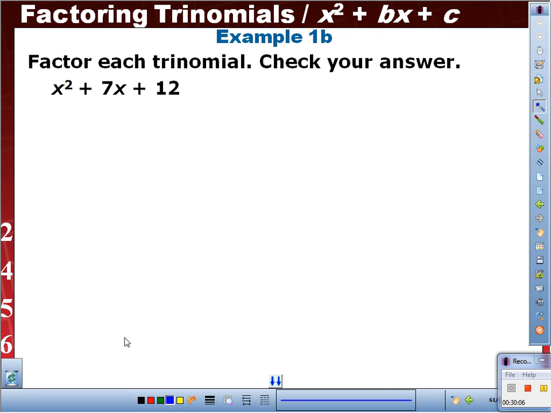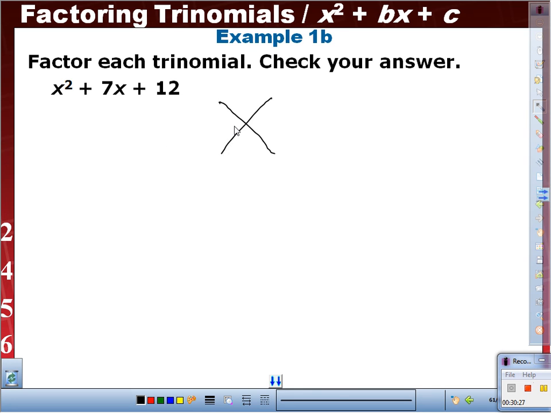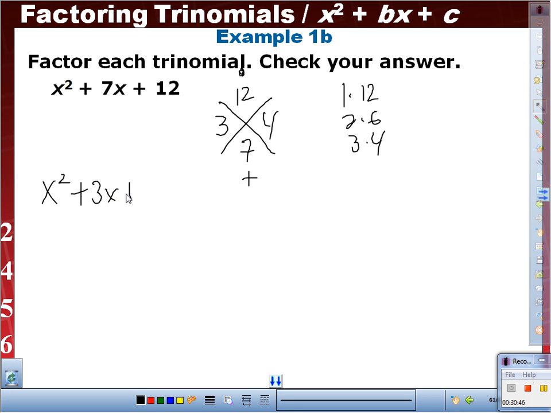Alright, here we go. Help me out, Leslie C. What is the first thing we check for? GCF. Was there any? No, other than one. Next, Power Rangers. You draw your Power Rangers. What goes on top? 12. That's our product. What goes on the bottom? That's our sum. And our factors of 12 are 1 times 12, 2 times 6, 3 times 4. Which one of those adds to 7? 3 and 4. So we write x squared plus 3x plus 4x plus 12.